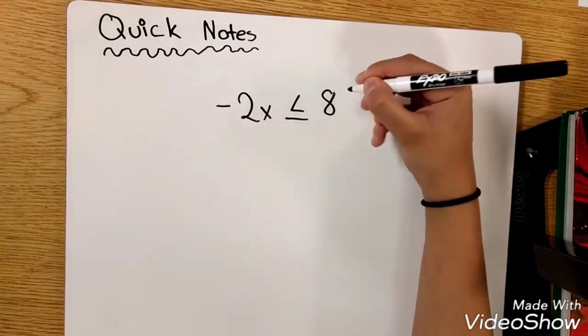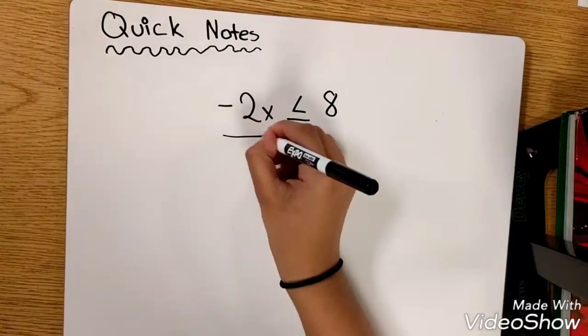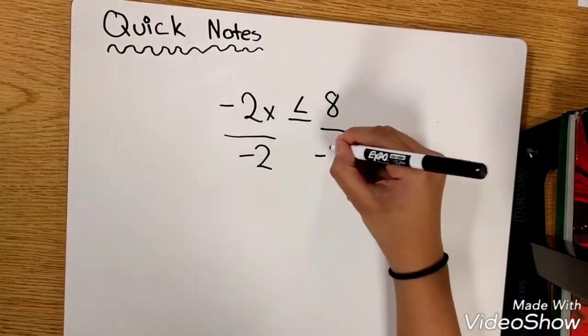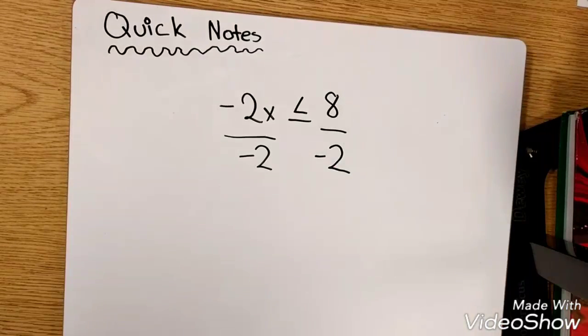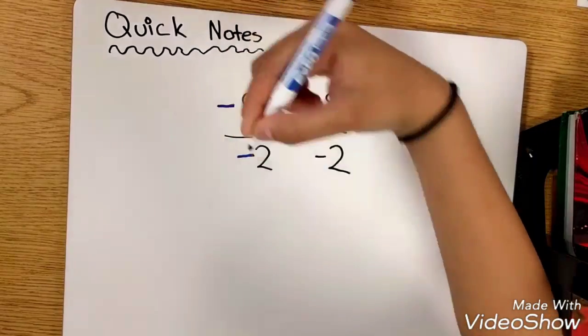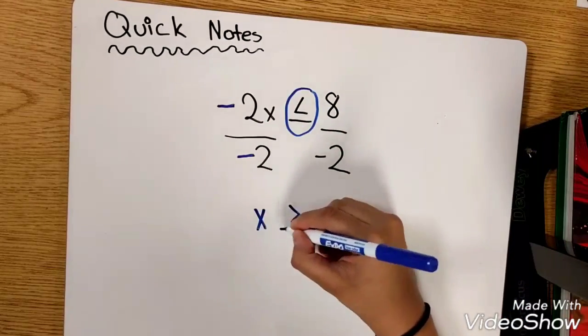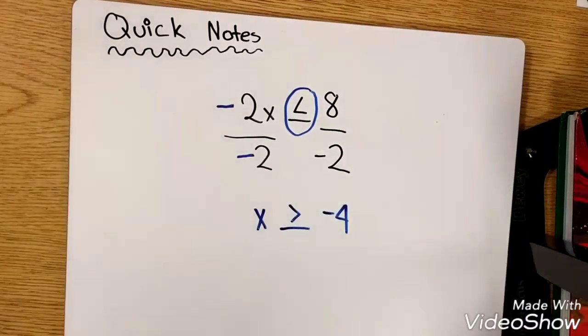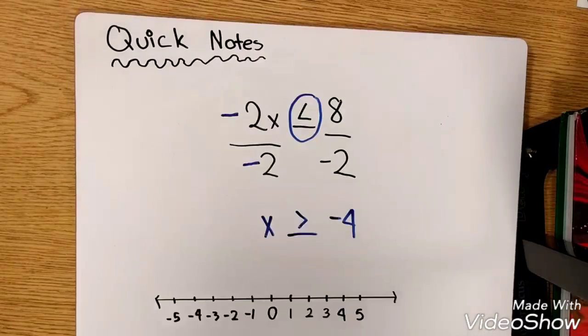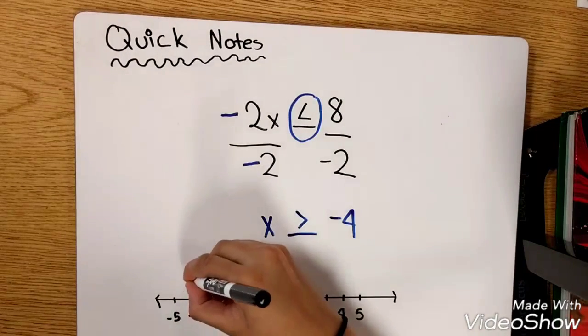Our problem is negative 2x is less than or equal to 8. We divide both sides by negative 2, and this is a double negative. Because of the two negative signs, our signs will switch. So our answer here is x is greater than or equal to negative 4. We can graph this inequality like this.